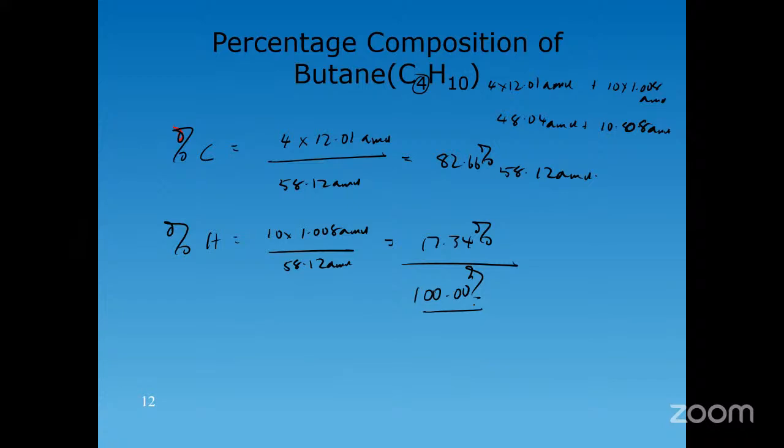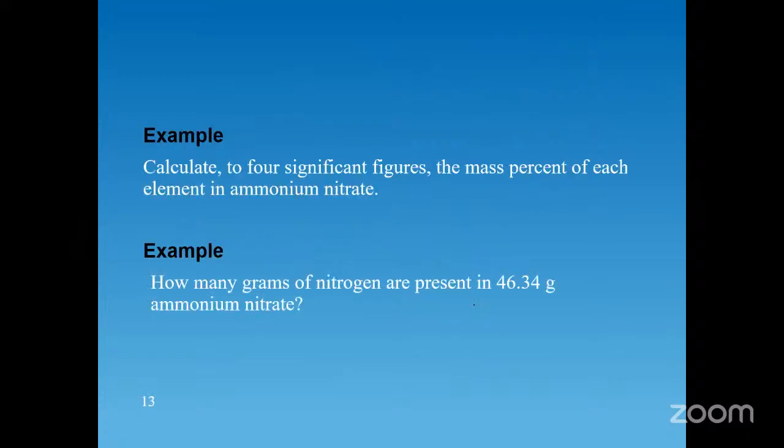Very simple concept. Before I leave this, any questions about this? Any questions? All right, so I'm going to leave these two for you guys to try on your own. These are just two examples. The first one is asking for calculating the mass percent of each element in ammonium nitrate. In order for you to answer that question, you'd have to know what the formula for ammonium nitrate is. And then the next one says how many grams of nitrogen are present in 46.34 grams of ammonium nitrate. So the answer that you get from the first example is what you're going to use to answer the question in the second example. So I'm going to leave that for you guys to try on your own, all right?